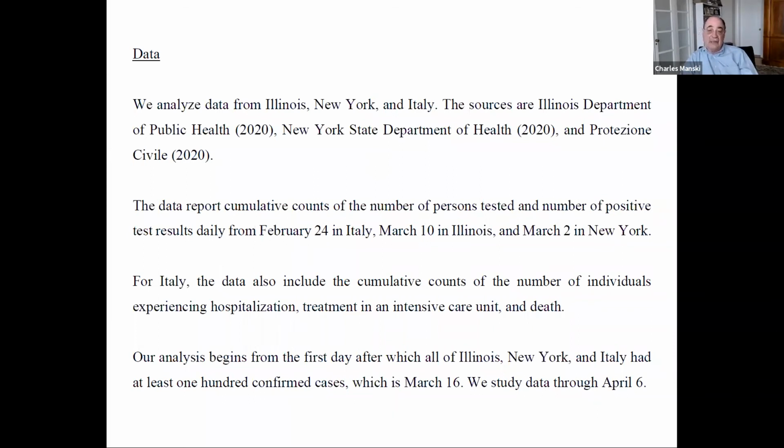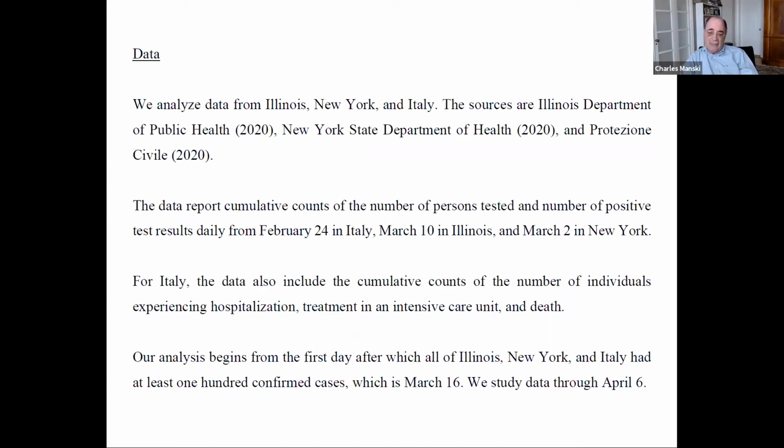The data sources are official data coming from different departments of health in the United States and the Italian equivalent. The data are the data that you see discussed every day. First, cumulative counts of the number of persons tested and number of positive test results. We have that data daily from Italy from February, and then in March in Illinois and New York. We actually used the data in the paper only beginning March 16th because we wanted to have a common starting point, at a point where there were enough cases to make it interesting.